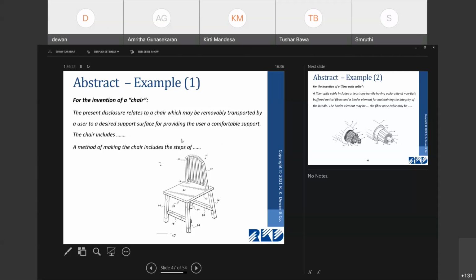So that is the solution. That is why the invention is included in the abstract. And then if there is a method, you could also say this includes this. And then we have specified this particular figure, which is the most representative figure for the drawing. So this is an example of how a good abstract can be written.